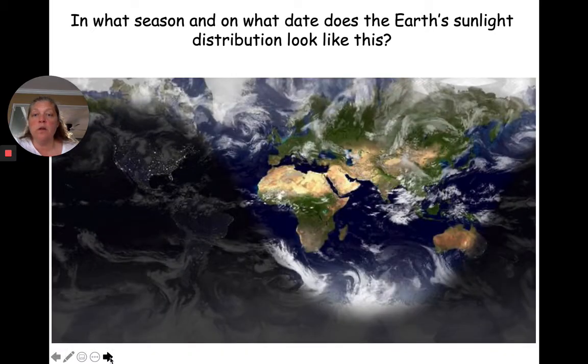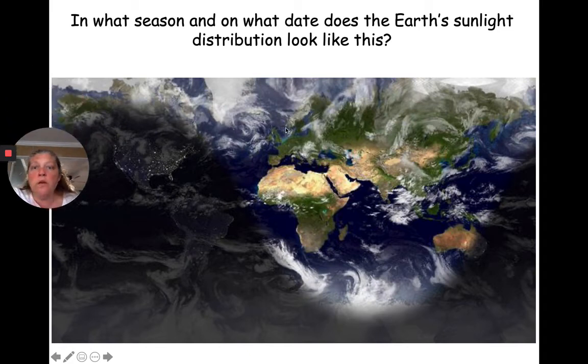Okay. And in what season and on what date does the Earth's sunlight distribution look like this? See how it's light up here? There's Greenland. As Greenland rotates, as it moves from here to here and back to here, Greenland is lit up all day, 24 hours. So in what season is that? The Northern Hemisphere's summer.